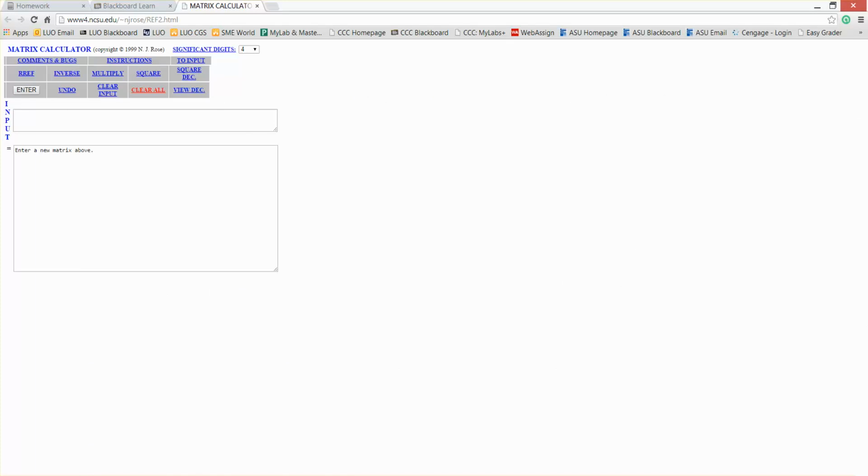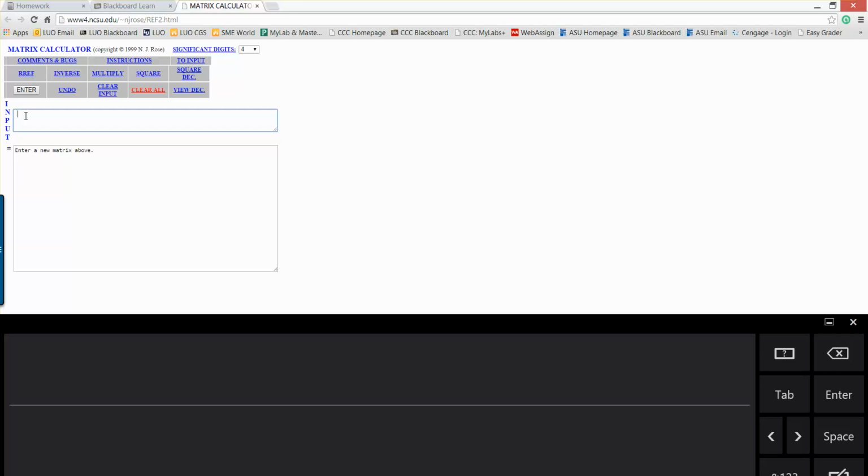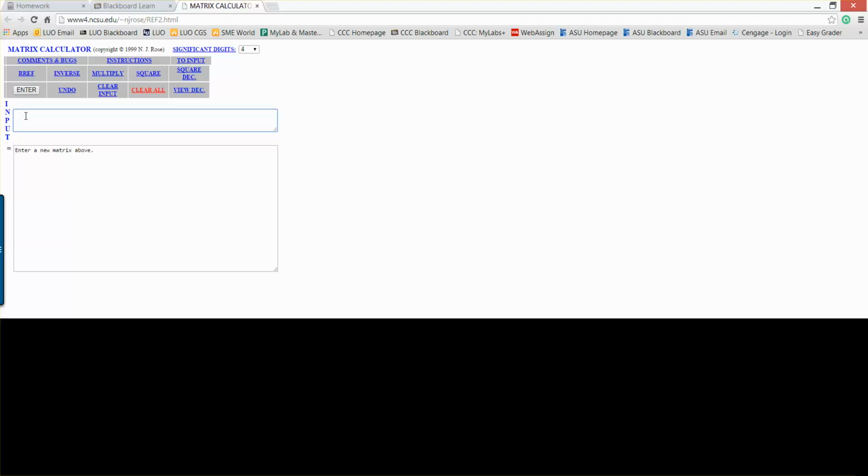We're going to go ahead and use the calculator located at www.ncsu.edu/njrows/ref2.html, which is located in Blackboard. There is a link for you to use. The first thing is to just go ahead and enter the matrix into the calculator.